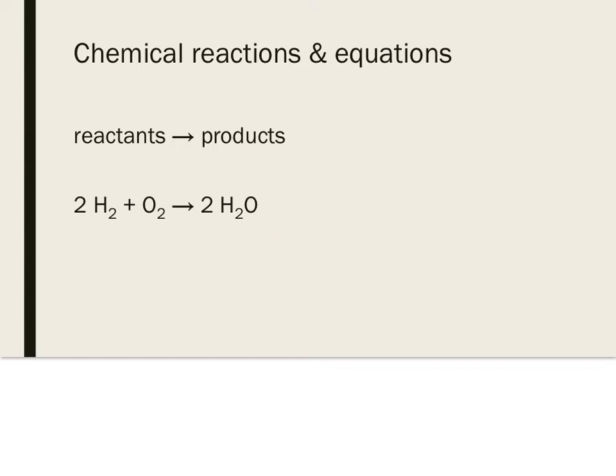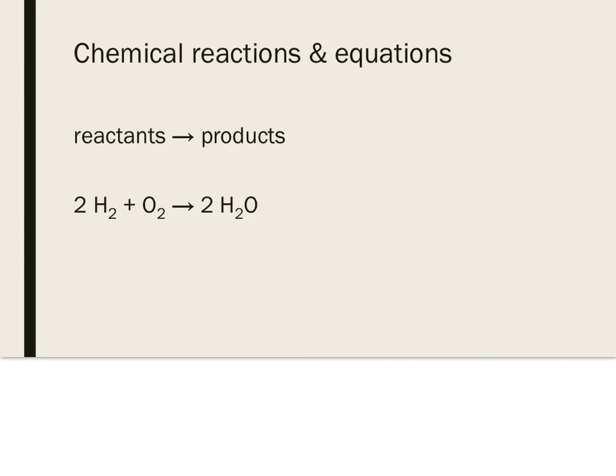H2O is water. So in this case, the reactants, on the left, are hydrogen gas and oxygen gas. What's the product? Water. The arrow always points towards the products. It produces, it yields the products. Coefficients. Let's talk about coefficients.